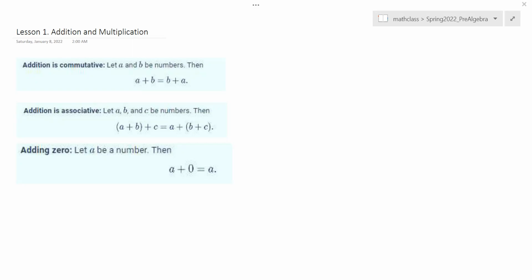So the first rule says it's commutative. That means A plus B equals B plus A. So for example, 2 plus 3 equals 3 plus 2, and equals 5. That's obvious to you, but let's summarize. This is a rule we have to follow, because otherwise you're making mistakes.